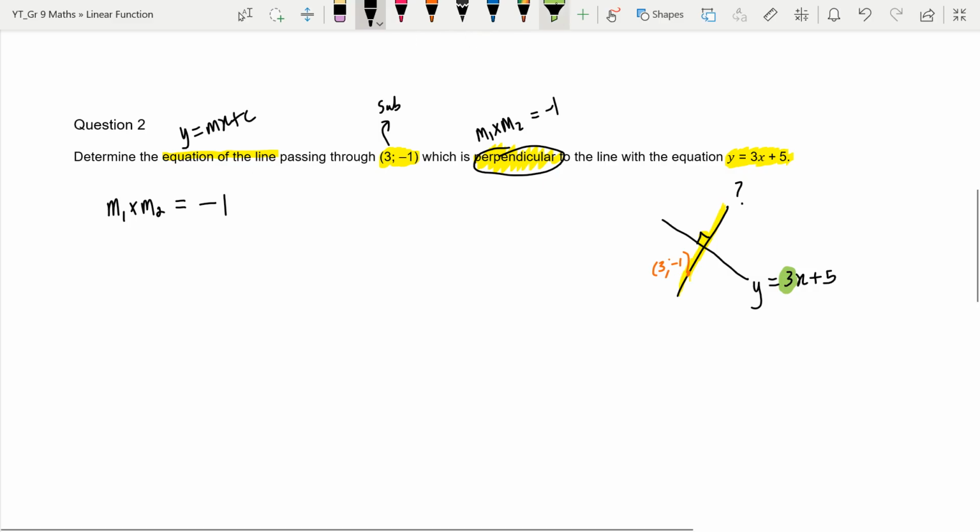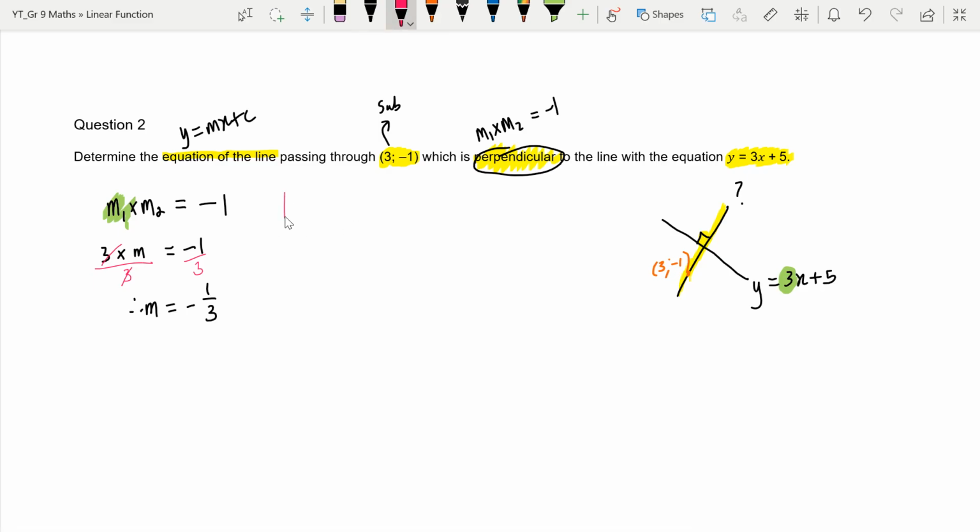So let's substitute that in. Let's substitute that one is equal to 3. And then we're going to times it by our gradient that I'm just going to say is m is equal to -1. So I am going to divide by 3 on this side. It's an equation that we're solving. Then I've got my m by itself, but then I have to do the same on the other side. So therefore, the gradient of our line is equal to -1/3.